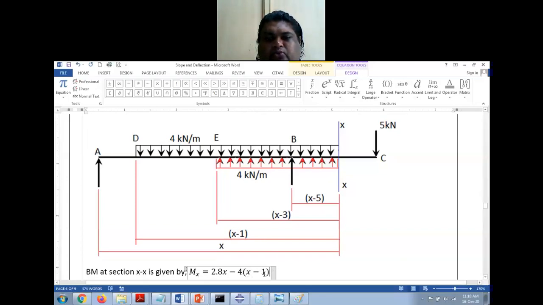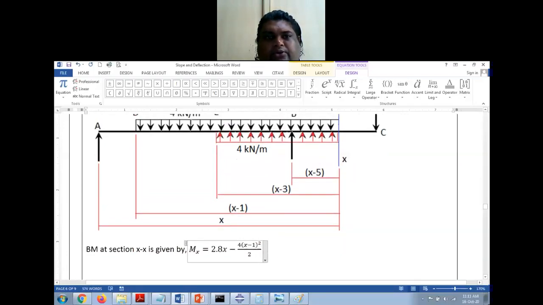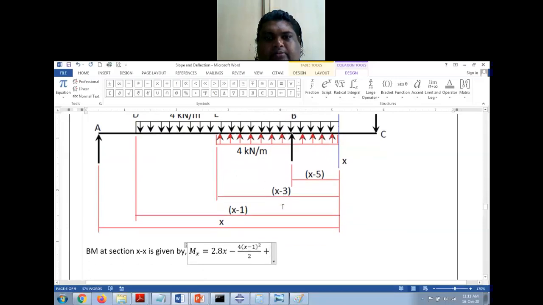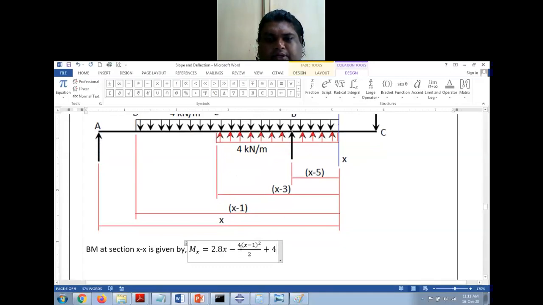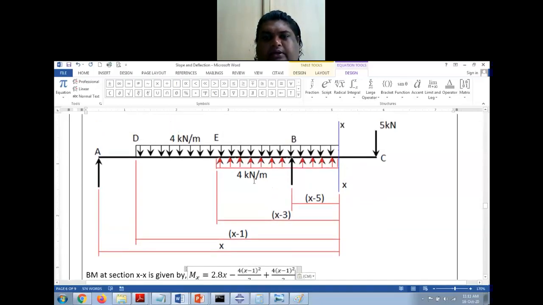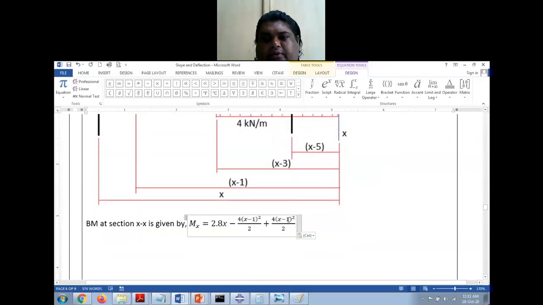So it will be (x minus 1) into (x minus 1) by 2, or I will make it as (x minus 1) whole square by 2, correct? So this is the UDL of this, plus this one, this is upward, so that will be again 4 into, or I'll just copy this, (x minus 3), right? Instead of x minus 1, it will be x minus 3.